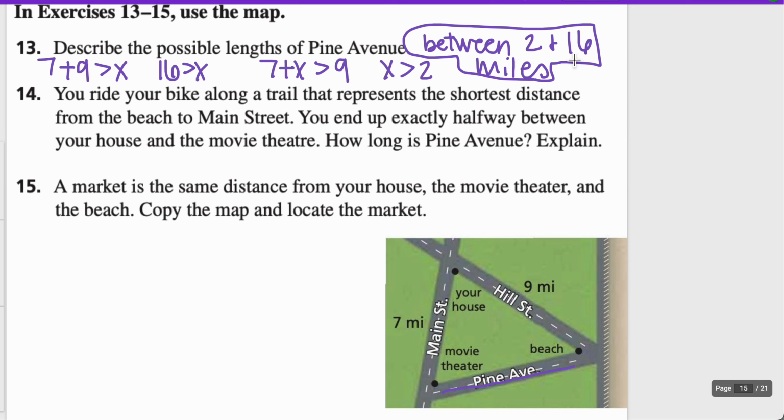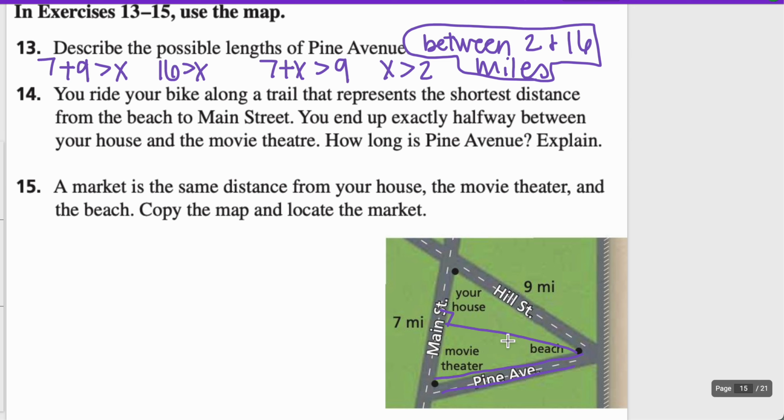Okay. For number 14, you ride your bike along the trail that represents the shortest distance from the beach to Main Street. So here's beach, and here is Main Street, so shortest drive would be probably Pine Avenue or Hill Street, either one. But you end up exactly halfway between your house and the movie theater, so what I initially drew here. That perpendicular bisector showing through that half angle. How long is Pine Avenue?